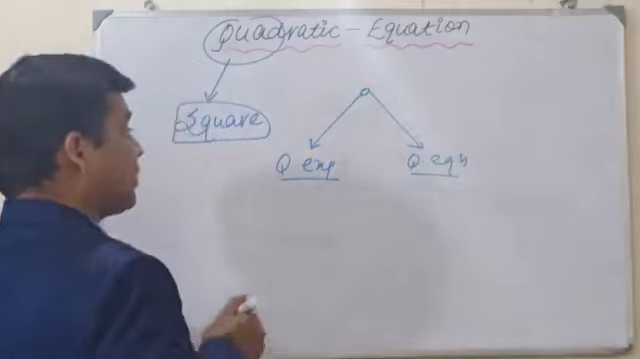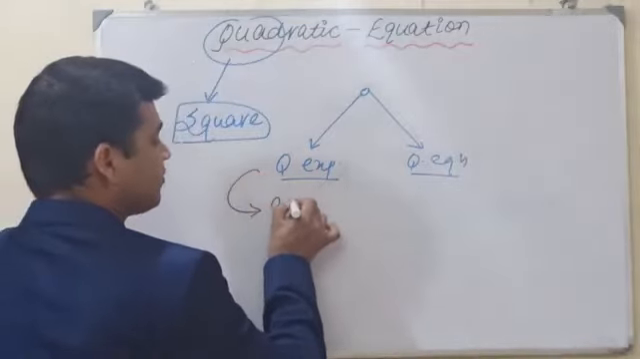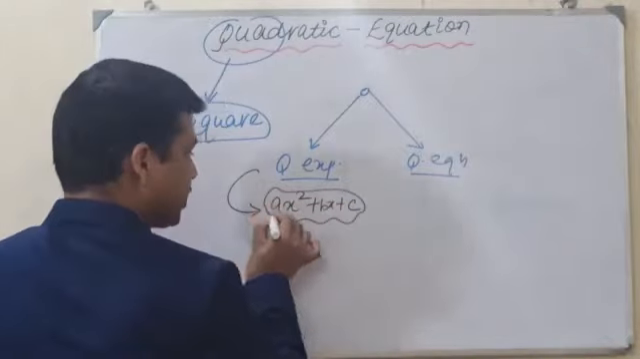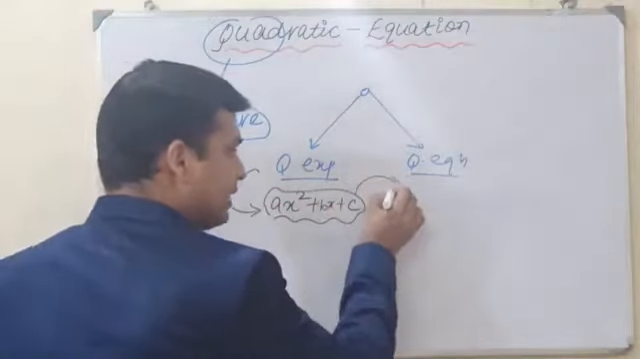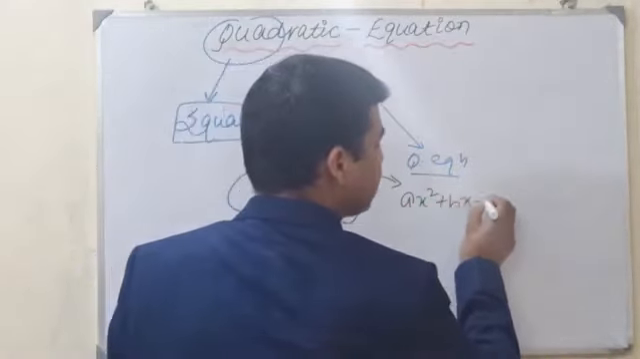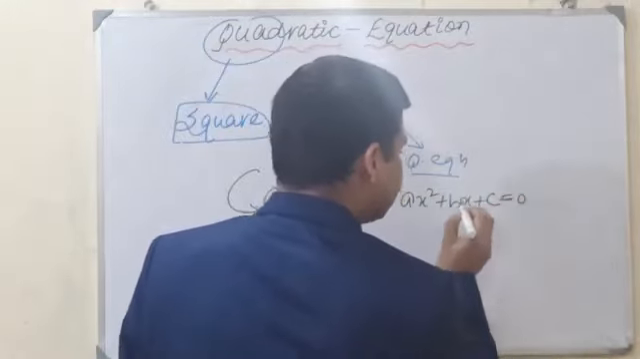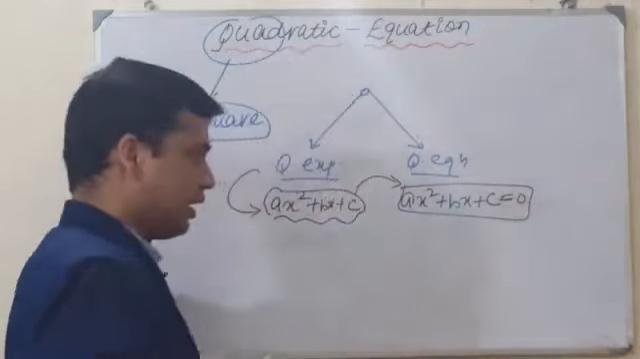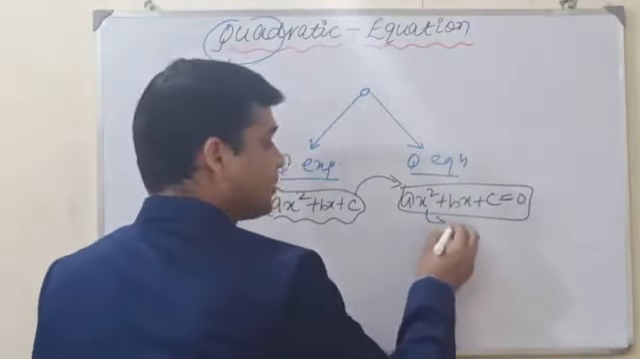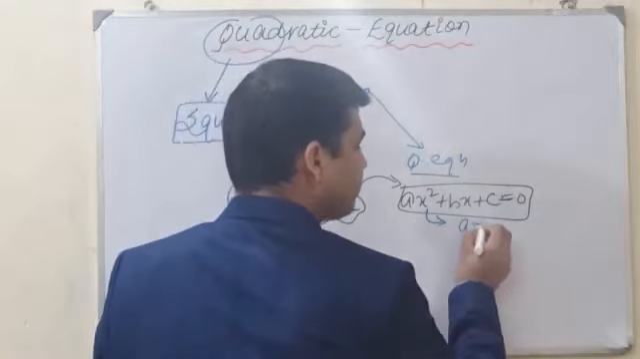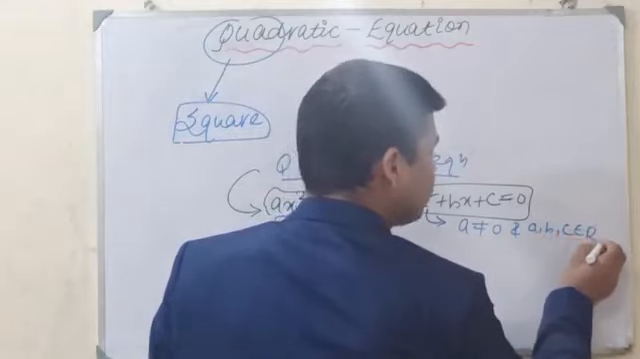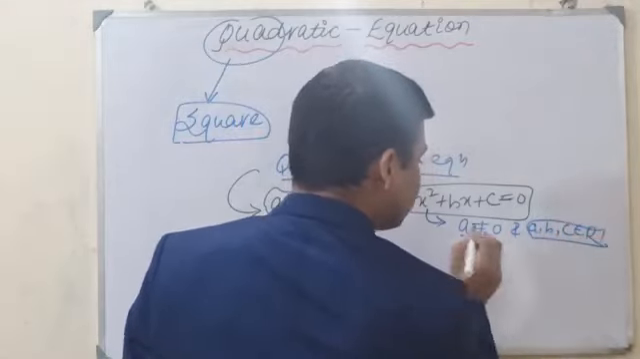The expression of the type ax square plus bx plus c is called quadratic expression. If this expression is equated to 0, that is ax square plus bx plus c equals 0, this is called quadratic equation. Here some rules and conditions are there. First condition is that a is not equal to 0, and a, b, c belong to R, meaning a, b, c should be real numbers.